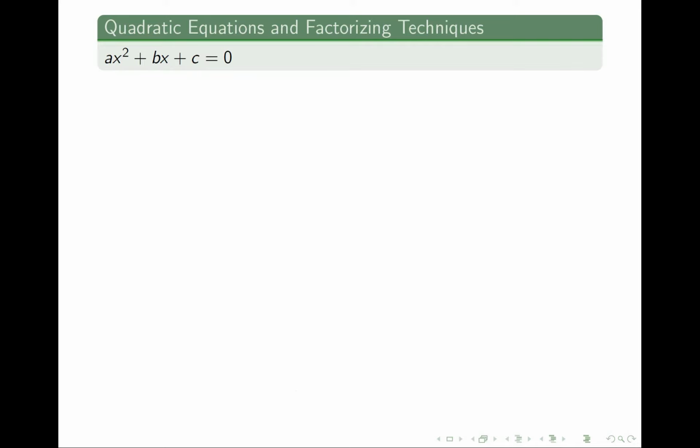In this video, I'm going to talk about quadratic equations and factorizing techniques. To do so, we will go through three main formulas which will enable us to solve all kinds of quadratic equations and factorize a mathematical expression as much as possible.